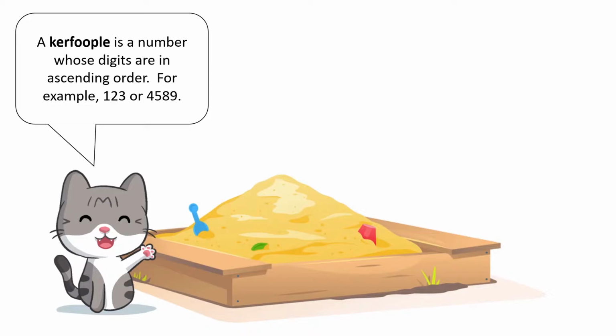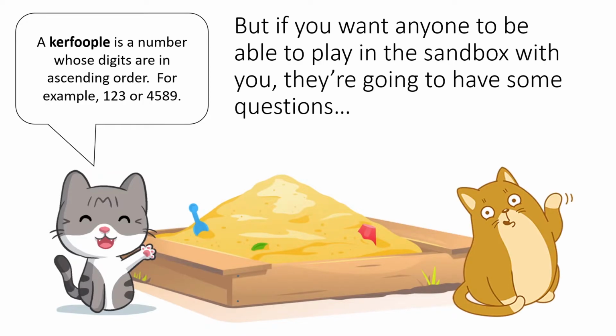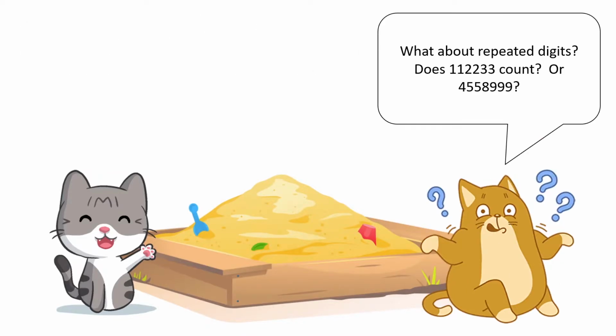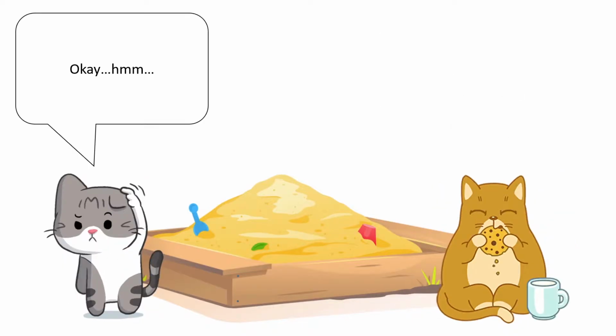Okay, well that's all well and good, but what if I want to invite a friend to play with me in this sandbox? They're probably going to have some questions if they're anything like me. For example, they might want to know about repeated digits. Does 1, 1, 2, 2, 3, 3 count as a Curfupal? Does 4, 5, 5, 8, 9, 9, 9 count? Are those kinds of things Curfupals? So at that point, you realize that you need to revise your definition to be more specific, more unambiguous.